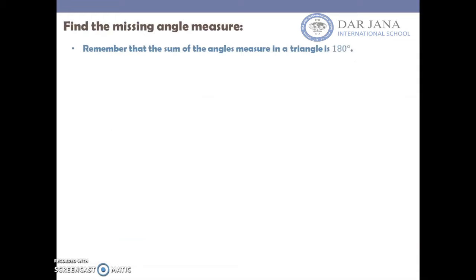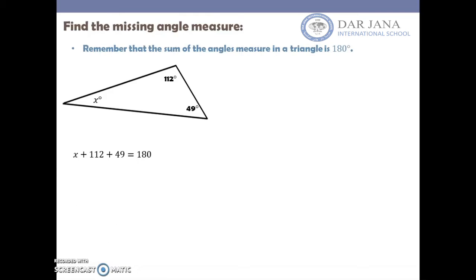Since the sum of the measure of the three angles inside the triangle is 180 degrees, then if they give me this triangle, for example, I need to find the measure of the missing angle. I have two methods I can use. First, using equations, I will say that the sum of the measure of the three angles will be equal to 180 degrees. So x plus 112 plus 49 equals 180.